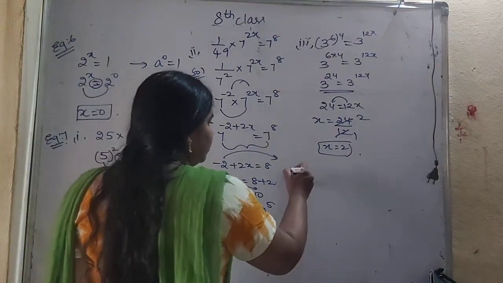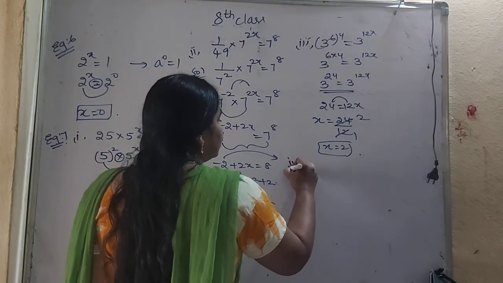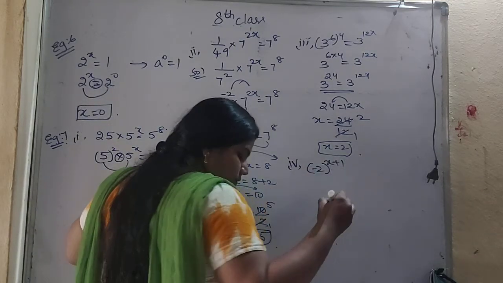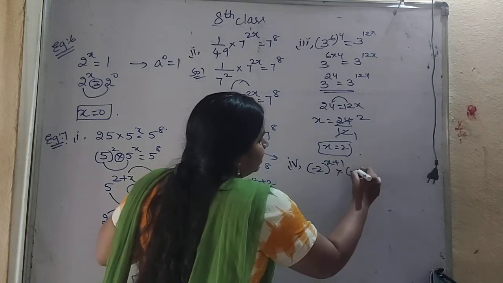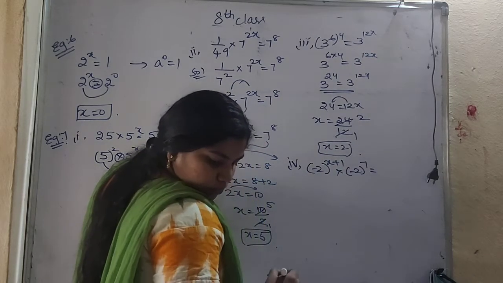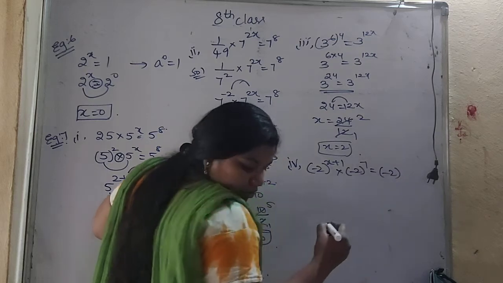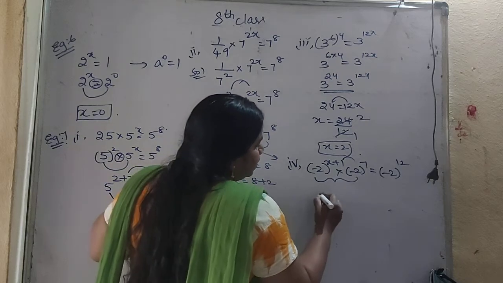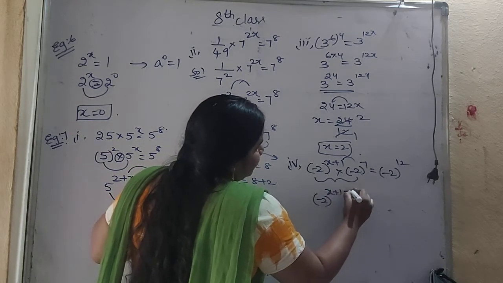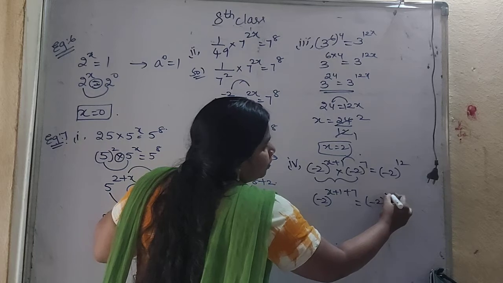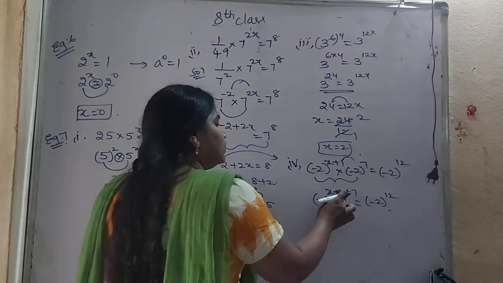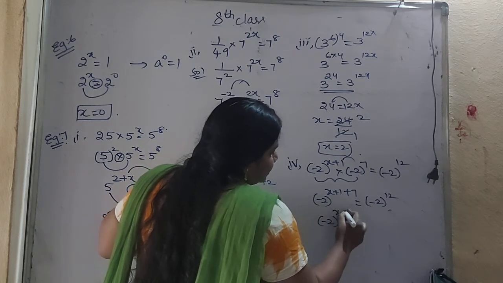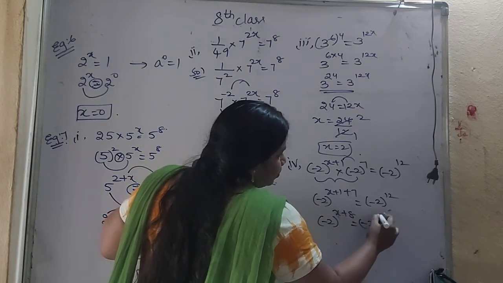So next, the last one. Fourth one, that is minus 2 to the power of x plus 1 into minus 2 to the power of 7 is equal to minus 2 to the power of 12. Here both bases are equal, so we have to add the powers. So minus 2 to the power of x plus 1 plus 7 is equal to minus 2 to the power of 12. Adding 7 plus 1 will be 8. So minus 2 to the power of x plus 8 is equal to minus 2 to the power of 12.